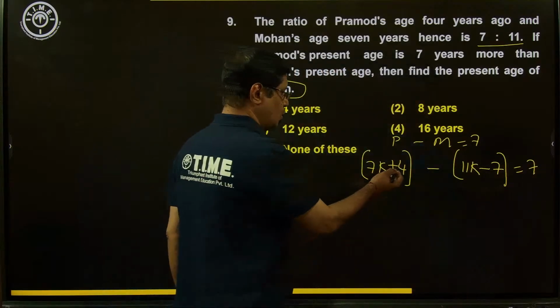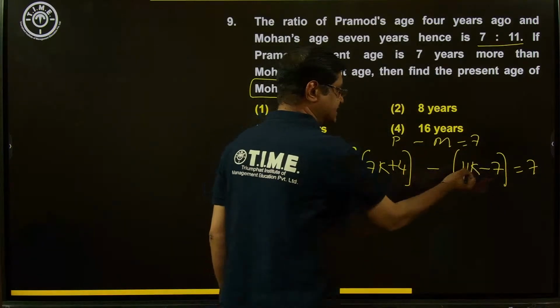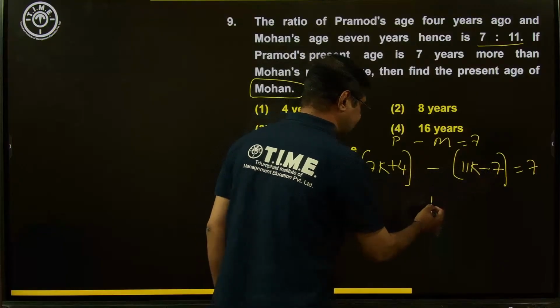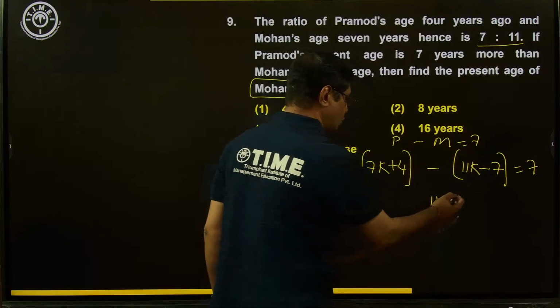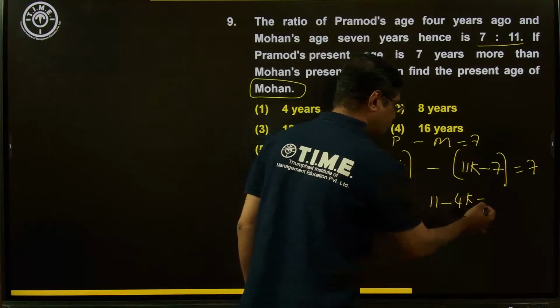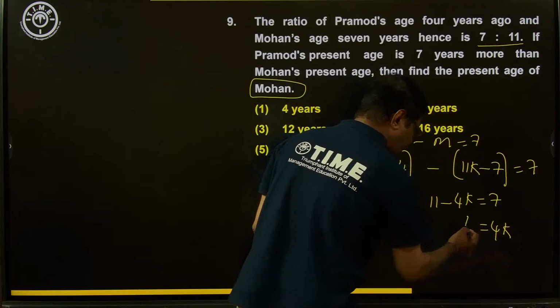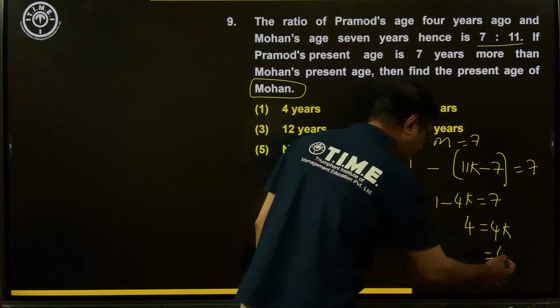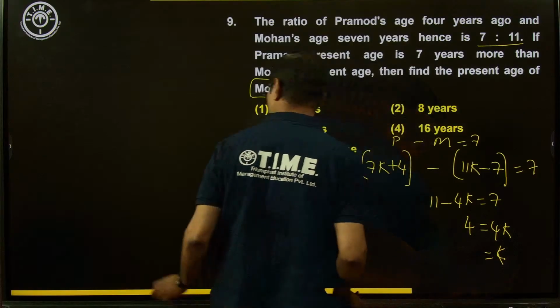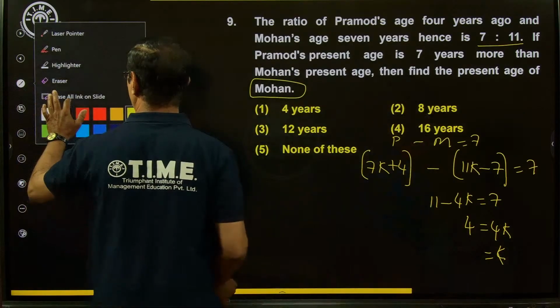Let me check. 4 minus of minus 7. 4 plus 7, that is 11. 11 minus 4K is equal to 7. The value of 4K is equal to 4. Now, the value of K is equal to 1. What is the value of K? K is equal to 1.